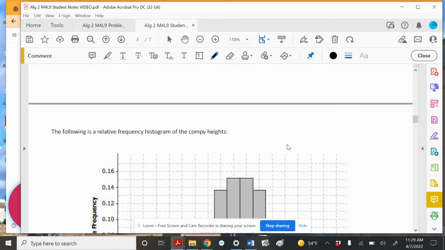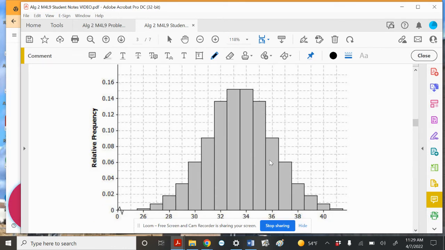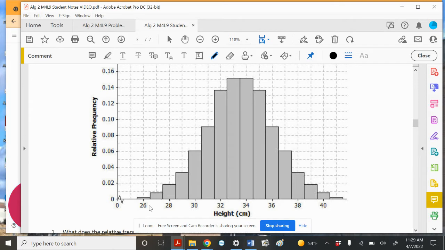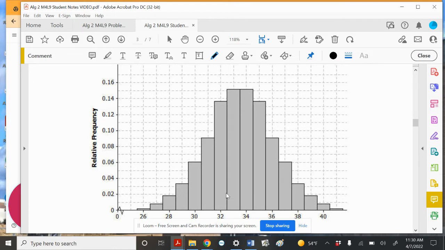So based on that data, we plot the points. Notice here is our heights down here. So our heights are 26, 28, 30. Of course, 31 is here, 33 is here, 35 is here, and so on. And we have our relative frequencies over here, which were the calculated values. And so these represent our percentages.